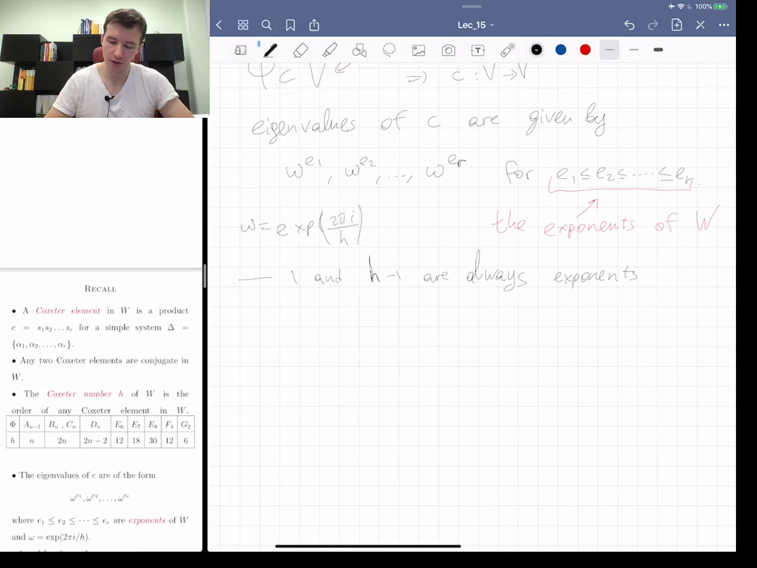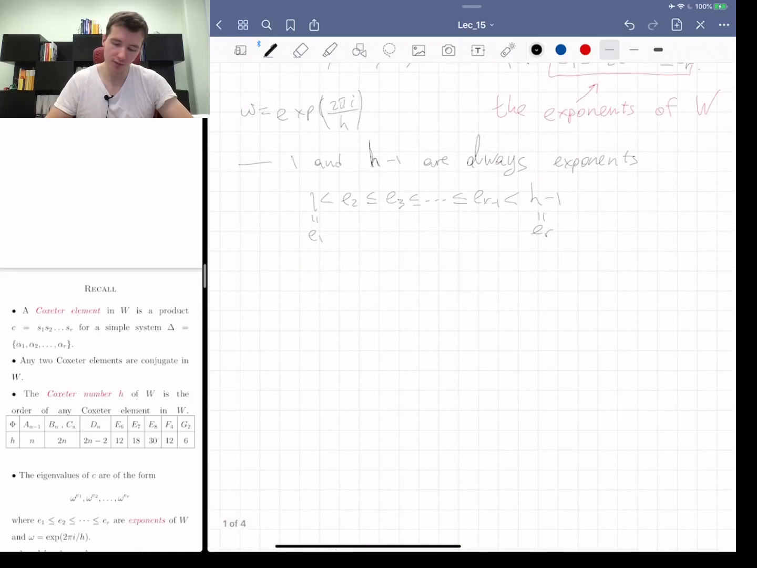And actually, in this list there is always a unique 1 and always a unique h minus 1. So the exponent list actually looks like 1 less than e_2 less than or equal to e_3, etc., up to e_{r-1} less than h minus 1. So this is e_1 and this is e_r. These are always exponents. And therefore there is an eigenspace spanned by the corresponding two eigenvectors. It's a two-dimensional plane inside your r-dimensional space. And this plane is called the Coxeter plane.